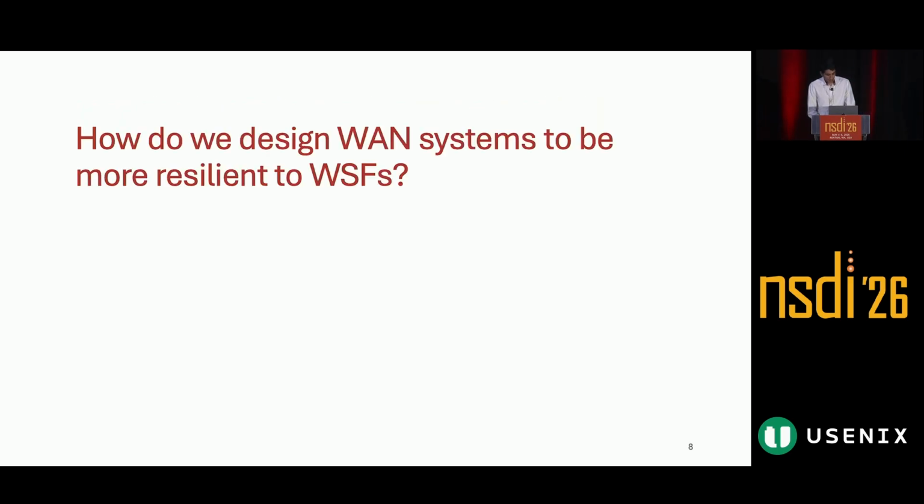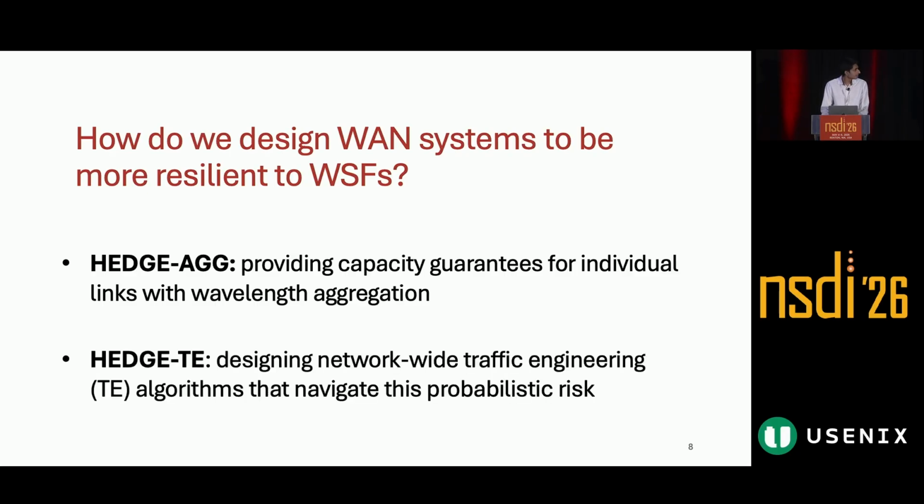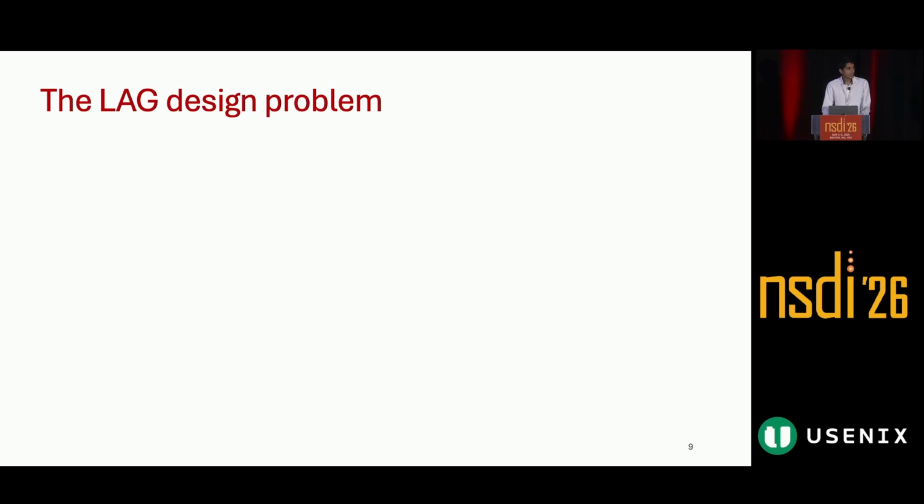So how do we design WAN systems to be more resilient to wavelength-specific faults? This is the focus of our work, and we designed 2 techniques to tackle this challenge. First is HEDGE, which designs wavelength-aggregated links with capacity guarantees while still efficiently using optical hardware resources. And the second is HEDGE, which makes optimal flow allocations on this now stochastic network graph. So now I'll start off with HEDGE, and I'll first provide some intuition behind the LAG design problem.